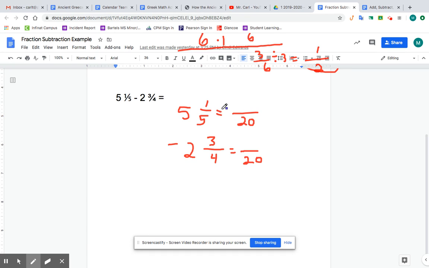So now, do my multiplication to make equivalent fractions. 5 times 4 is 20, so 1 times 4 is 4. 4 times 5 is 20, so multiply by 5 here, and I get 15. When I go to subtract, I realize 4 subtract 15 cannot be done. So I actually need to come over here and borrow, just like I would if they were whole numbers.